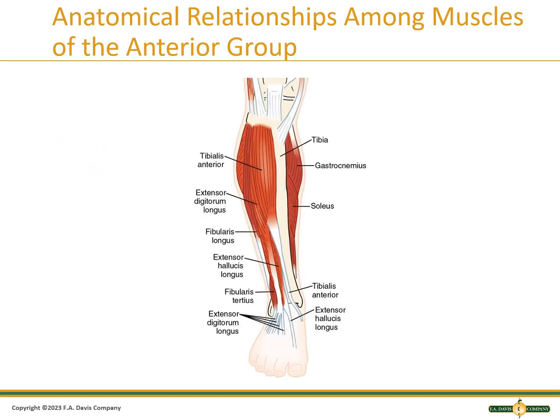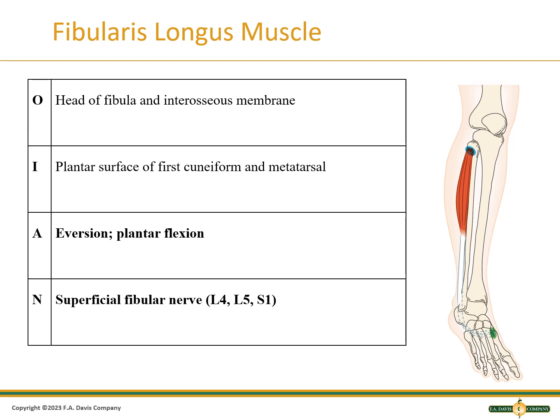So again, another picture just to show you the anatomical relationship of each of these muscle groups should that help you in your conceptualization of what these muscles do. And then moving out to our lateral group, we've got fibularis longus, which originates on the head of the fibula and interosseous membrane to insert on the plantar surface of the first cuneiform and metatarsal. It causes eversion and plantar flexion and is innervated by the superficial fibular nerve.